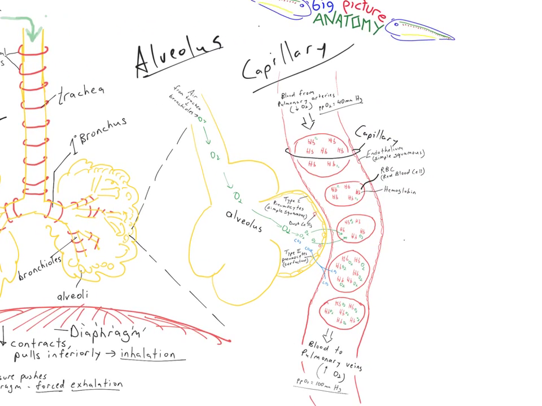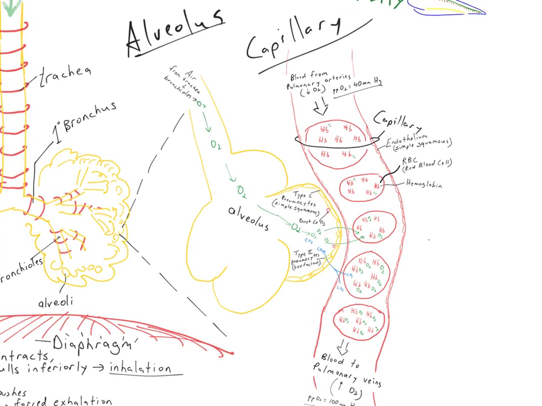To do that, we're going to take a closer look at the alveolus itself and see what's happening. When the air makes it into the now microscopic alveolus, this is a magnified view of an alveolus here. When that air laden with oxygen makes it into the alveolus, what the alveolus looks like is a very simple epithelial lined sac.